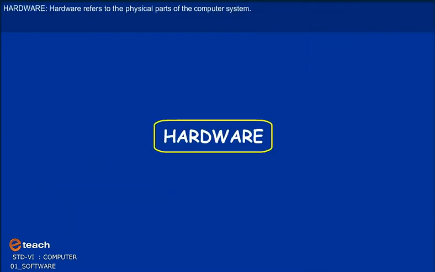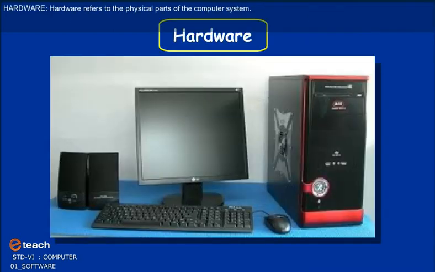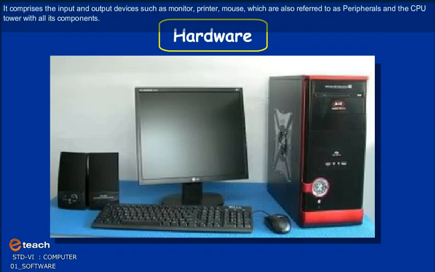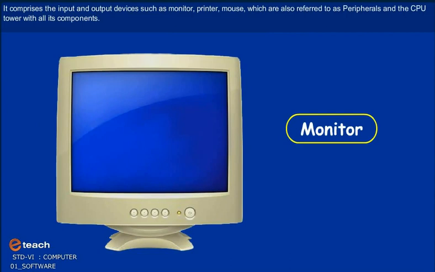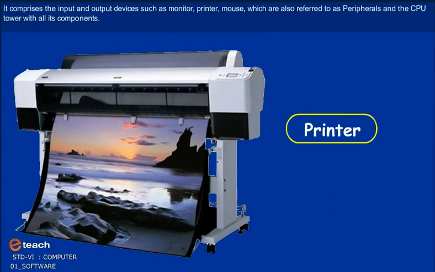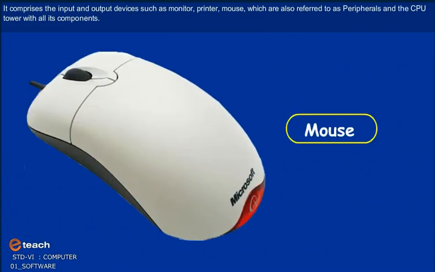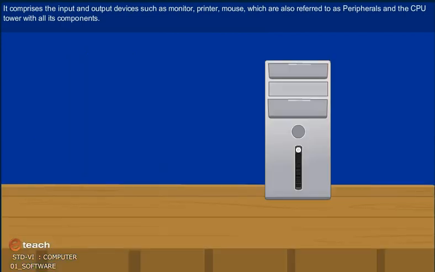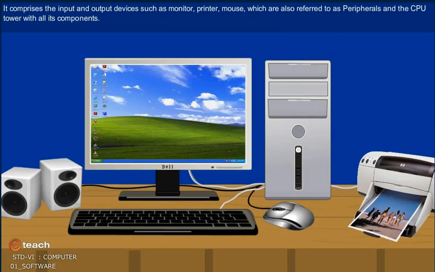Hardware. Hardware refers to the physical parts of the computer system. It comprises the input and output devices such as monitor, printer, mouse, which are also referred to as peripherals, and the CPU tower with all its components.